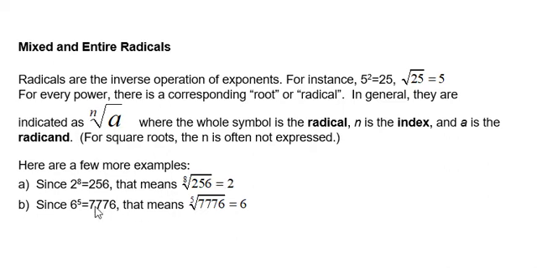So a couple more examples. Looking at that inverse of exponents, we know that 2 to the 8th is 256, so the 8th root of 256 is equal to 2. 6 to the power 5 is 7,776, so the 5th root of 7,776 is 6. These examples, the square root of 25, 8th root of 256, and 5th root of 7,776, are all nice rational values because they come out exactly.